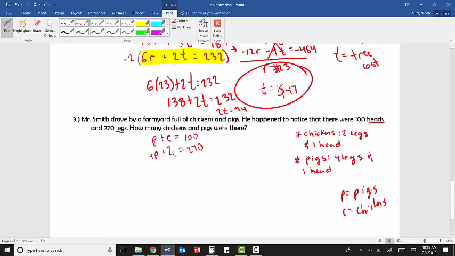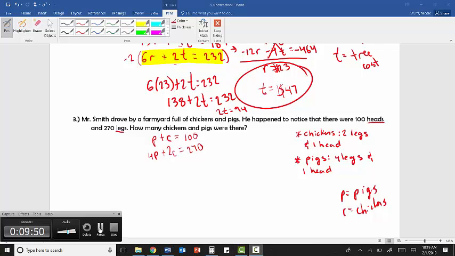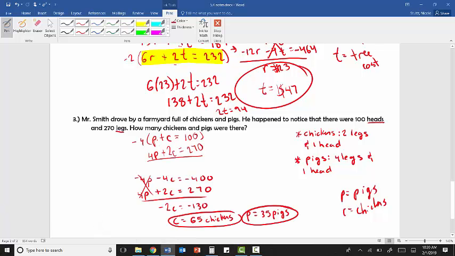So go ahead and pause the video, and you pick which letter to eliminate, and then we'll see how you do. I chose to eliminate the P's, and I did so by multiplying the top row by -4. If you wanted to eliminate the C's, maybe you did -2. Either way, it should work out to the point where you get 35 pigs and 65 chickens. And if you just stick both of those in, it does check out with each equation.